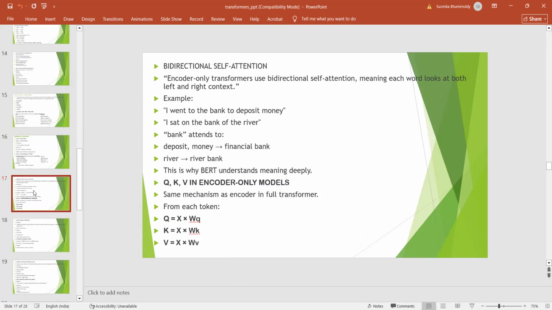So it has bidirectional self-attention. As I said, self-attention means each word will look at another word. Here bidirectional means suppose we have a word, it will look at every other word, previous words also, and later words also, to predict the output. So encoder-only transformers use bidirectional self-attention, meaning each word looks at both left and right context.